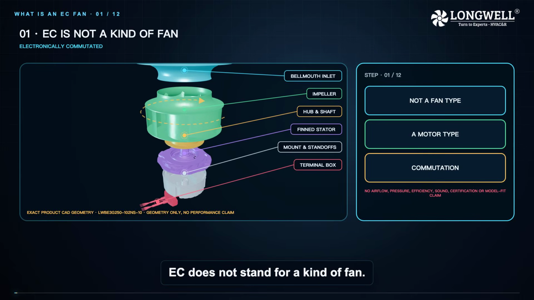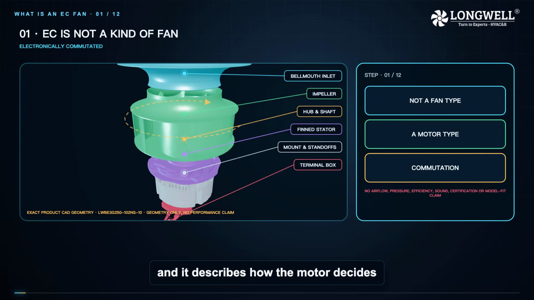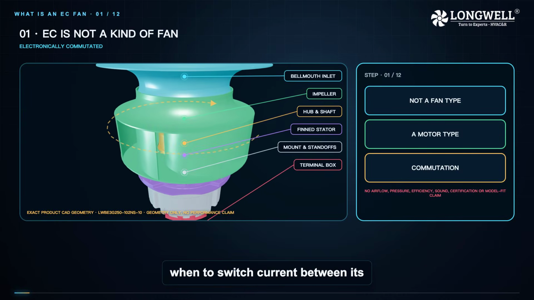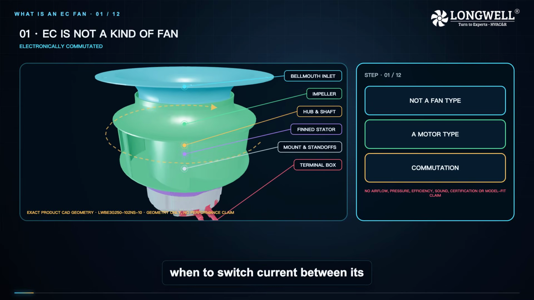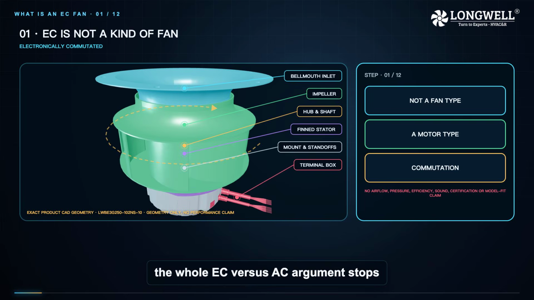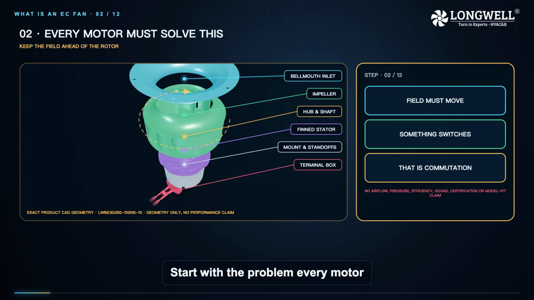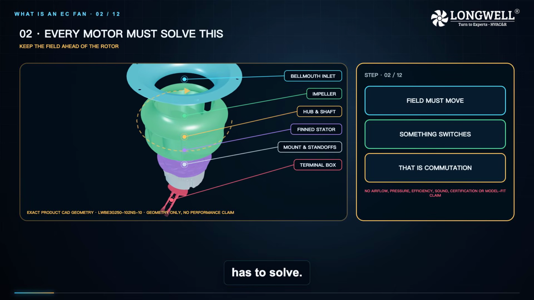EC does not stand for a kind of fan. It stands for electronically commutated, and it describes how the motor decides when to switch current between its windings. Once you know what commutation is, the whole EC versus AC argument stops being marketing and becomes something you can actually check. Start with the problem every motor has to solve.